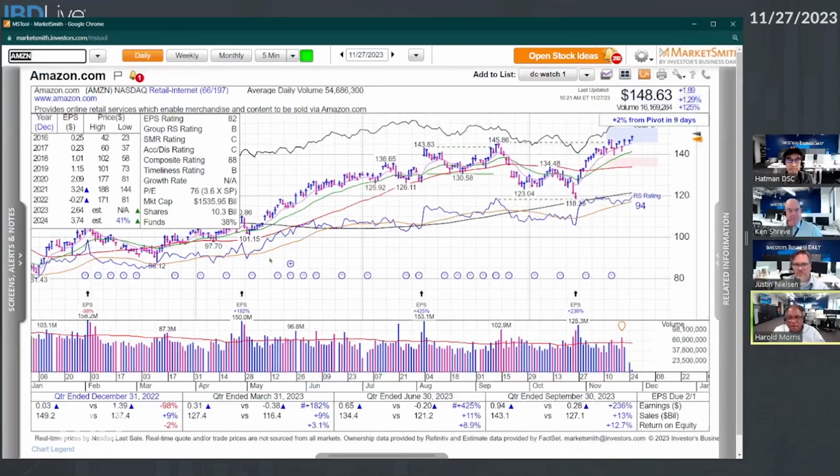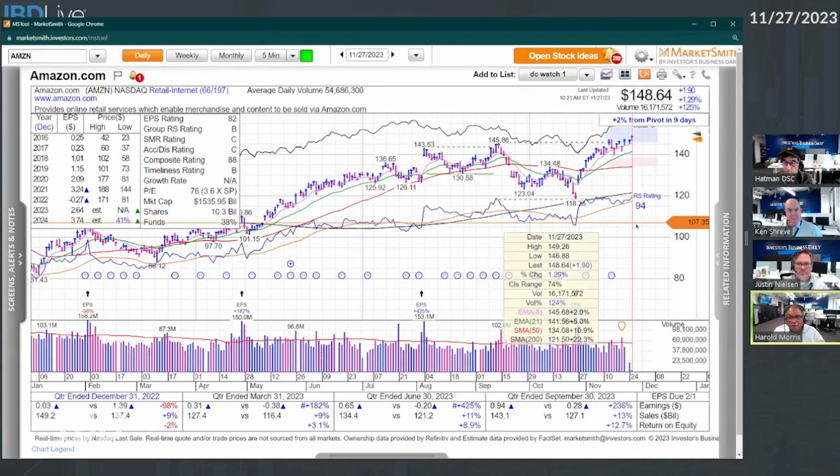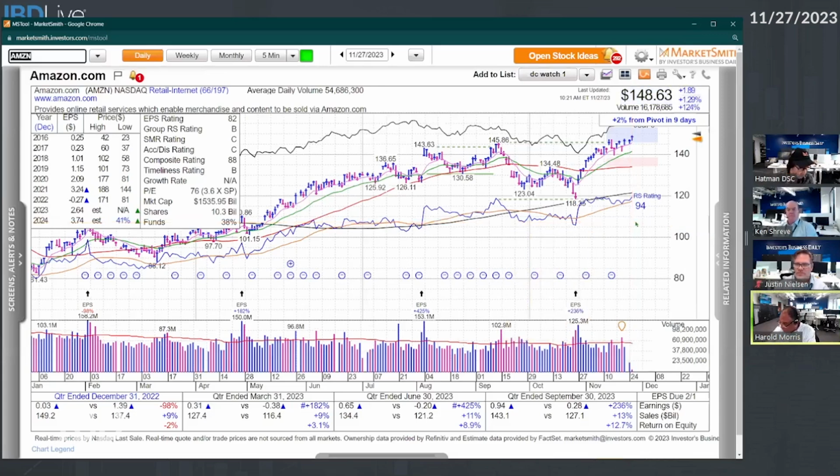Hold your left mouse button down and look at the value of the 21-day exponential moving average. Right now it's 141.56. Okay, so just make a note of that. I'm going to write it down. So 141.56. That's going to come into play as I explain the trade.